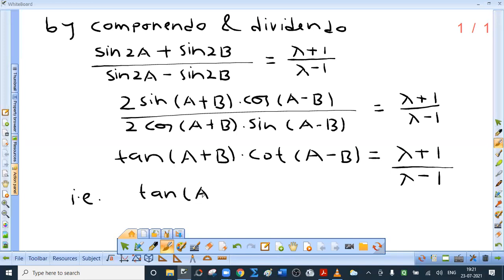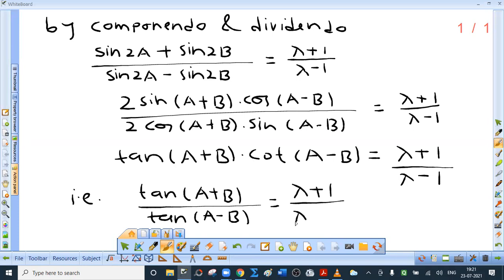So tan of A plus B upon tan of A minus B is lambda plus 1 upon lambda minus 1. Right now.